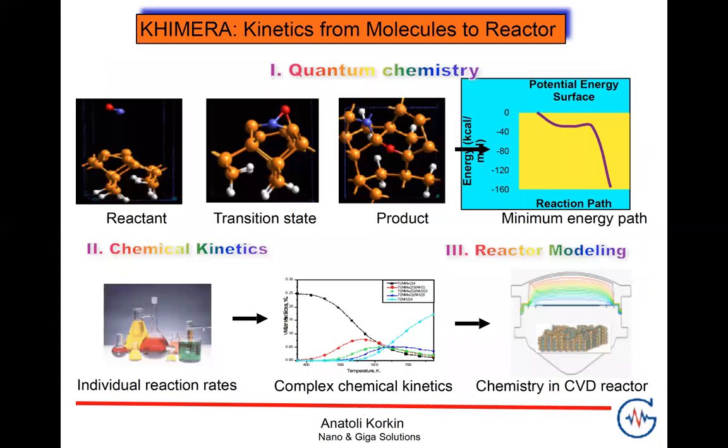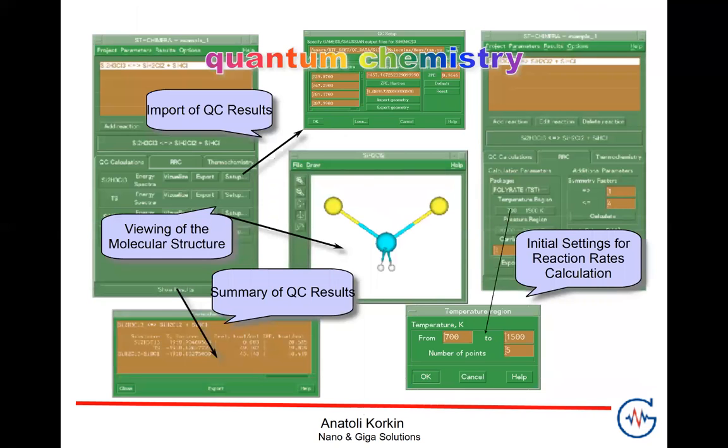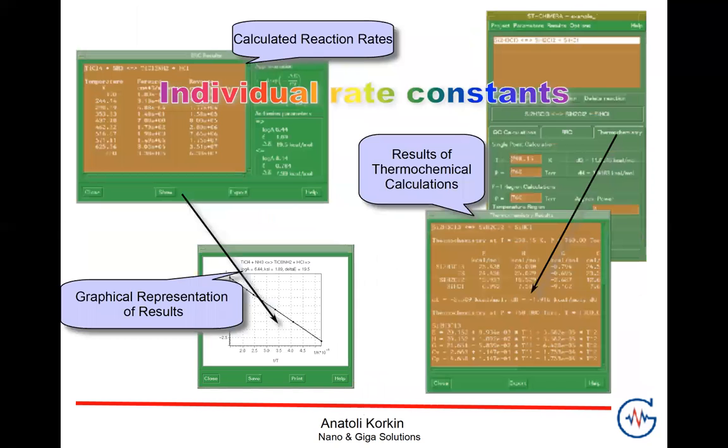So as a byproduct of our work, we managed to design commercial quality type software, which is called Chimera. It's now used by our Russian partners in Moscow. And it allows to do the quantum calculation and insert the input from quantum chemistry into the chemical kinetic study and then toward the reactor modeling. So this is just showing briefly the windows of the software.